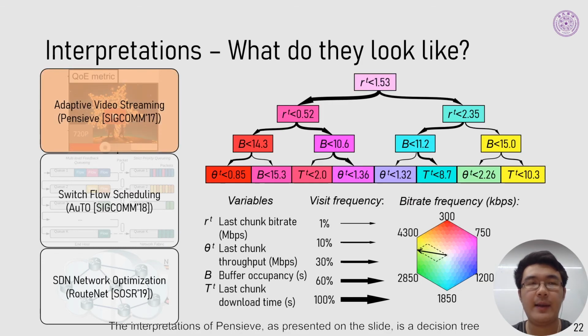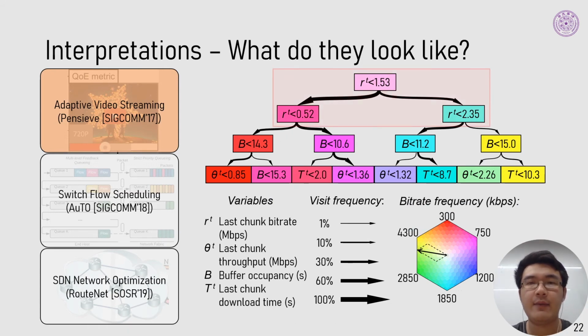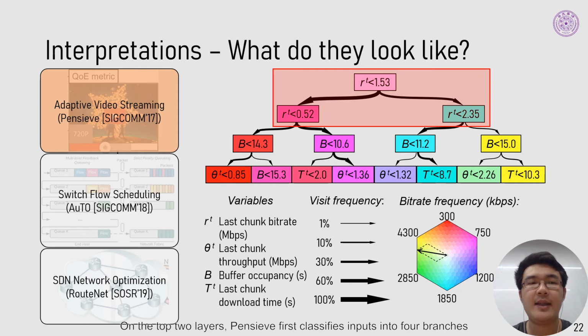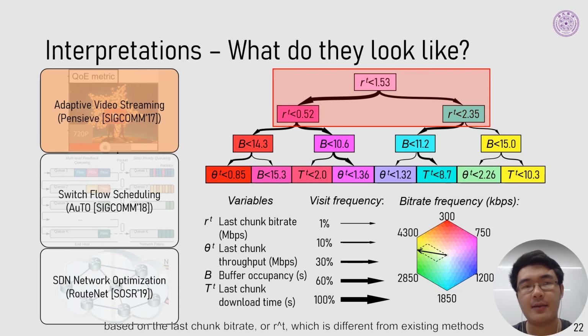The interpretation of Pensieve, as presented on the slide, is a decision tree. We can clearly see the decision logic of Pensieve. On the top 2 layers, Pensieve first classifies inputs based on the last chunk bit rate, or R_T, which is different from existing methods.